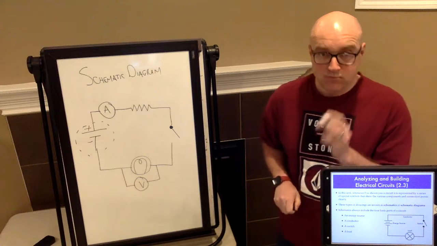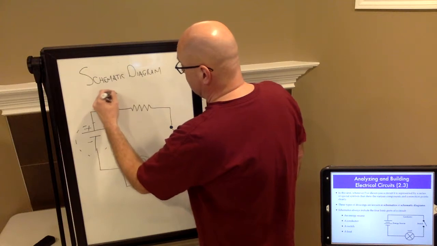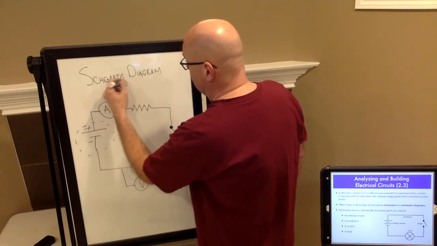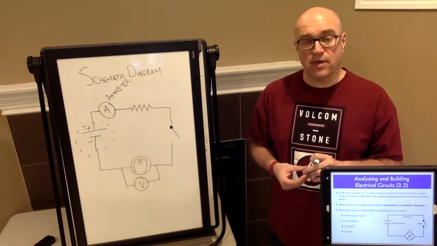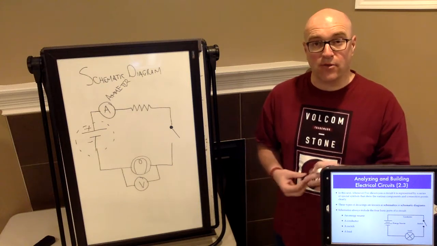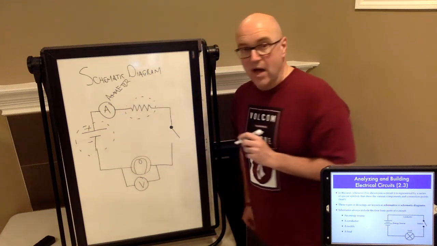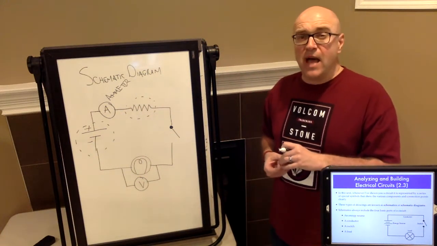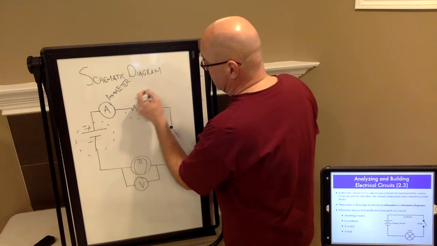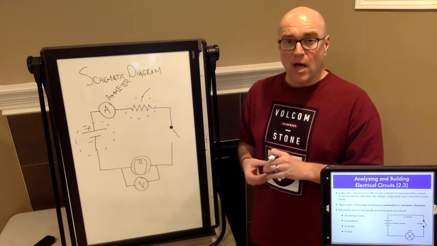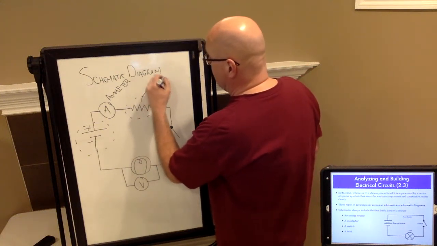Okay, the circle with the A inside of it, as we mentioned in the last lesson, which was 2.2, that is an ammeter, which is going to be a meter that measures the amount of current, the amount of amps, running through any circuit. This structure here with the zigzag lines, we talked about that, I believe, back in 2.1, if I'm not mistaken. This here is a resistor, something that is put in the circuit to create resistance against the current.